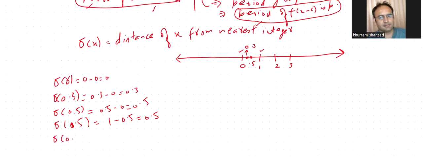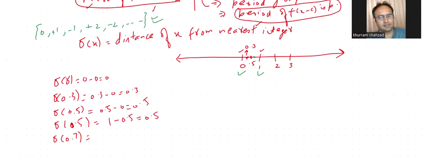0.7? Now, where is 0.7? This will be 0.7 at this point. I'm making it green. This 0.7 is closest to 1 as compared to 0. I think you should be aware of what an integer is. 0 is an integer, plus 1 is an integer, negative 1 is an integer, plus 2 is an integer, negative 2 is an integer. Decimal numbers are not integers.